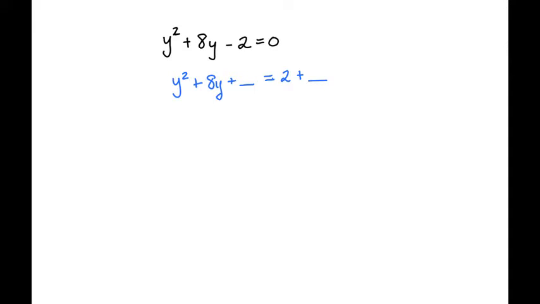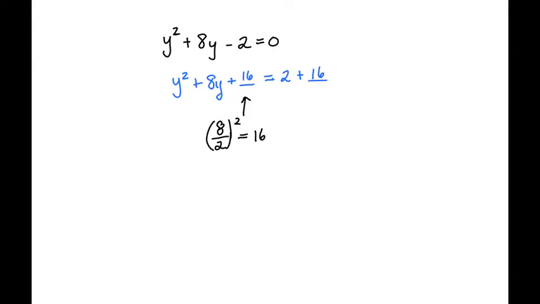Now, in order to complete the square, the number that goes in the blank right here will always be half of your middle term squared. So in that case, that would be 16. So I need to put a 16 in here. But since I have added 16 to the left-hand side, I must do so to the right-hand side as well.